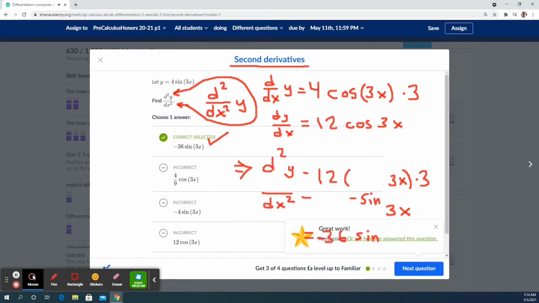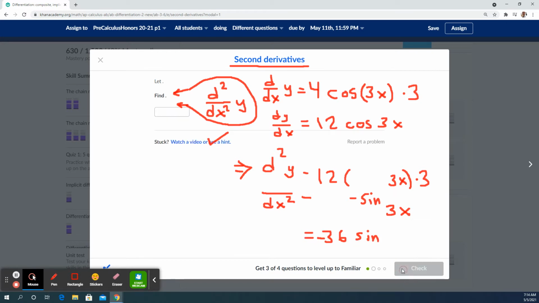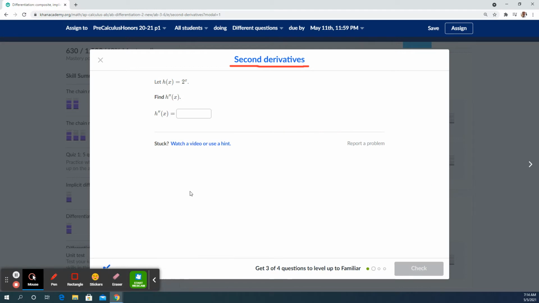So all we're doing is we do the derivative once and then do the derivative again, just being careful of matching the symbols that go with it. We have a little bit of a different notation here, so we'll go ahead and attempt that.